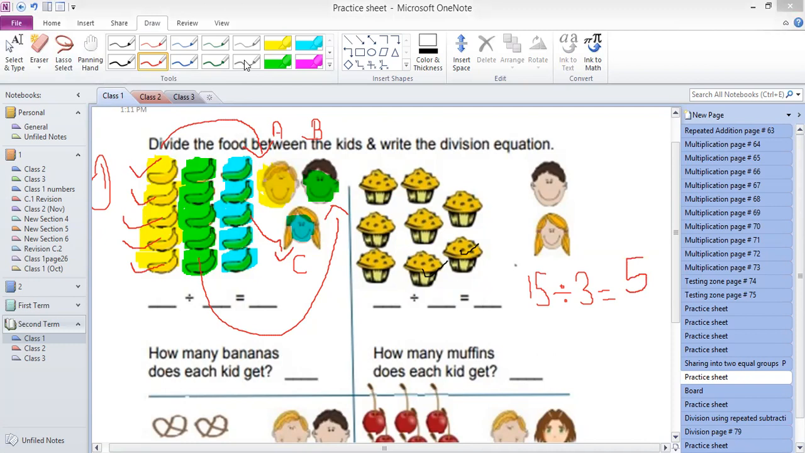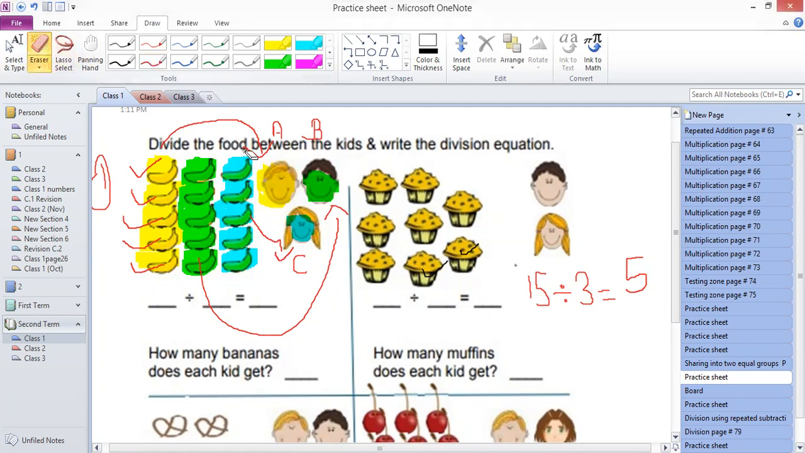Is it clear, guys? Yes, sir. Very good. There were 15 bananas. You distributed them equally into 3 kids. One by one you gave to all, and you see that each will get 5 bananas.